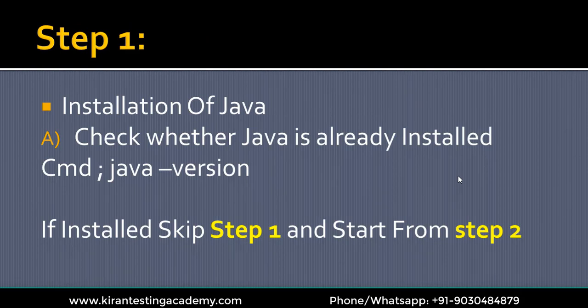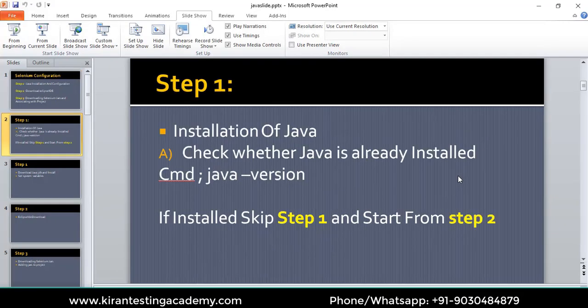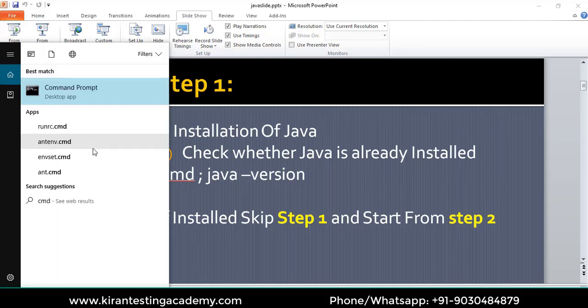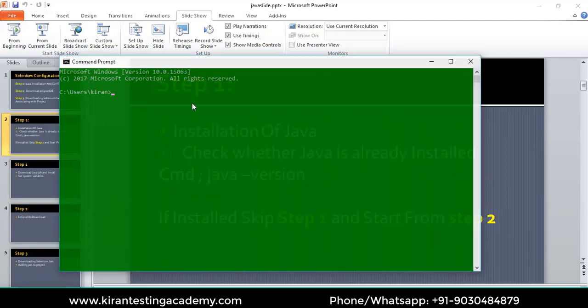Now, before going to step 1, first let's check whether Java is installed on your machine or not. If Java is already there, there is no need to perform step 1. Directly you can go to step 2. Let's see whether Java is installed or not on your machine. For that, let's go to the command prompt. Just type cmd in a Windows machine and type java space hyphen version and click enter.